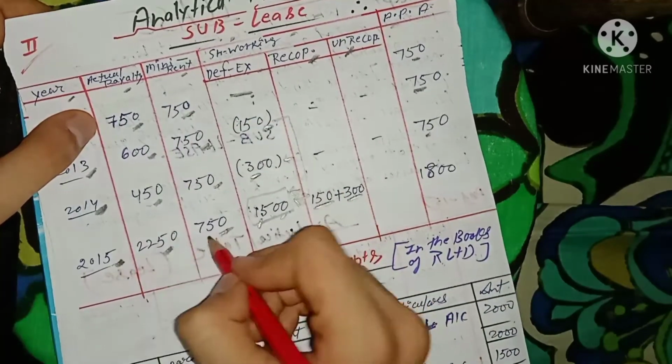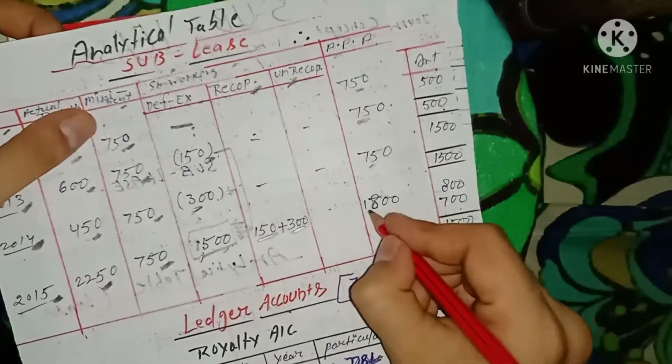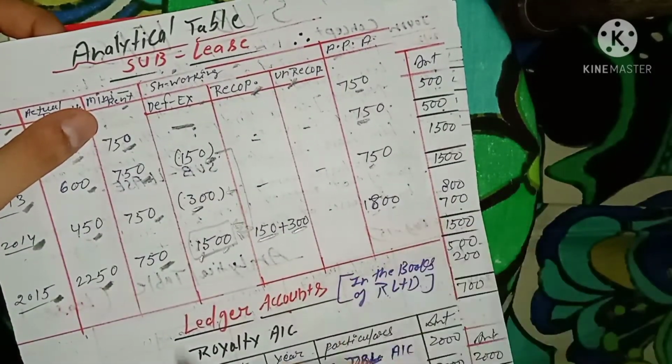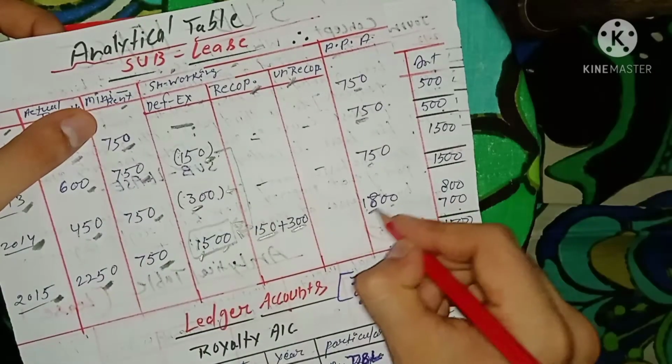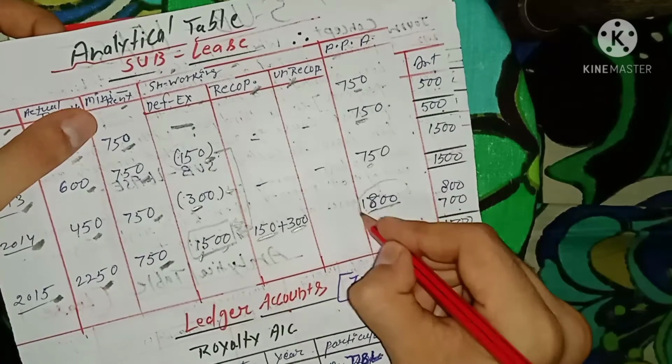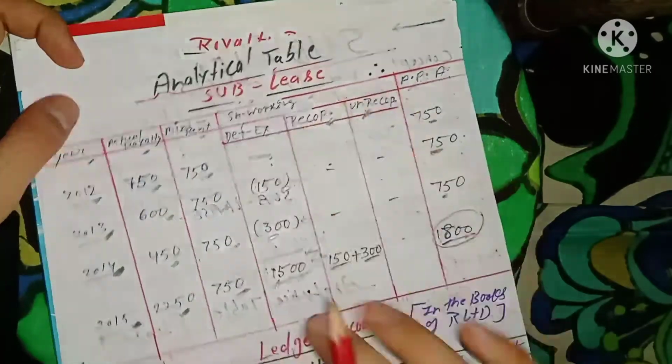the minimum rent amount which is payable in the year 2015, 750. Add it up with this, and here you can see 1800 after adding these two, the remaining amount and the minimum rent amount. The whole amount now would be payable to the lessor, which is R limited, in the case of sublease.